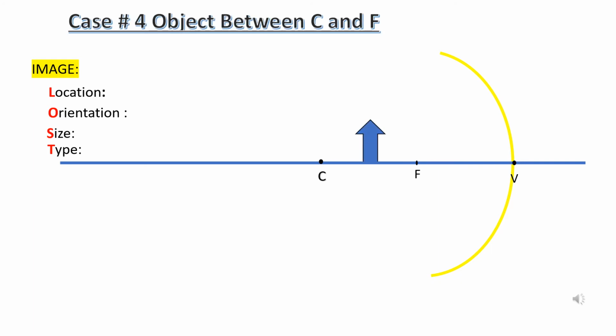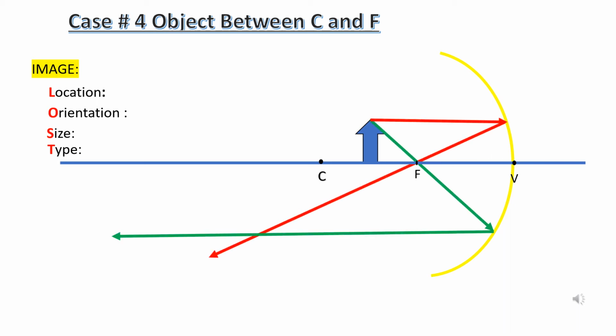Object is between center of curvature and principal focus. You can pause the video and find the image by using ray diagram. Let's use Rule 1 and Rule 2. As you can see, the image is formed beyond center of curvature. It is inverted, larger, and real.